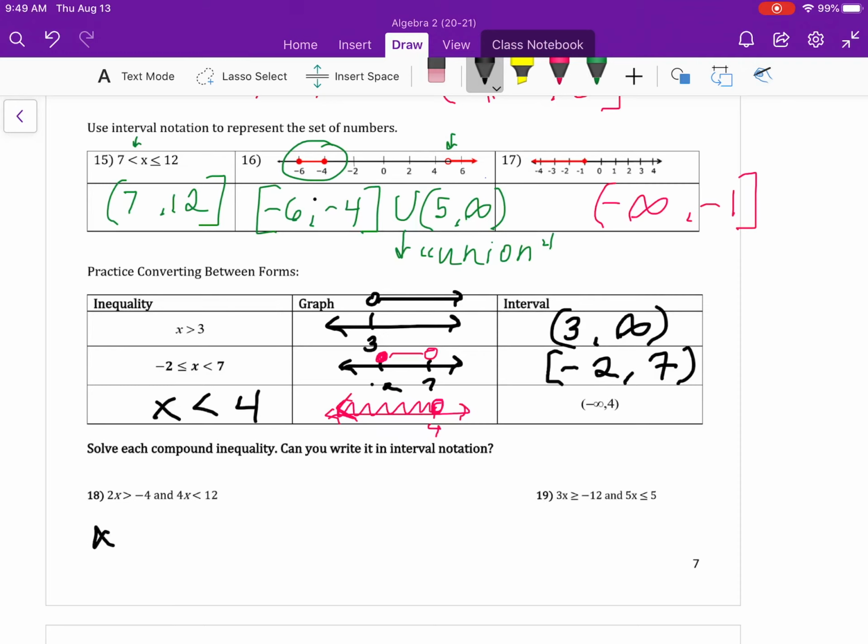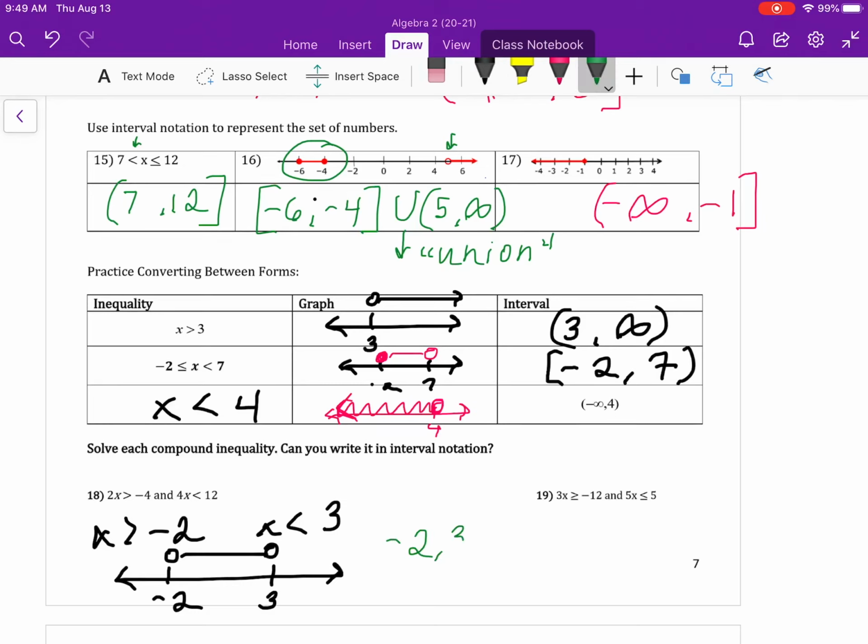Solve compound inequalities. Basically, just solve them. Divide by 2. Divide by 4. X is greater than -2. So let's see, -2, but less than 3. Open, open, boom. How would we write that in interval notation? -2 to 3. All done.